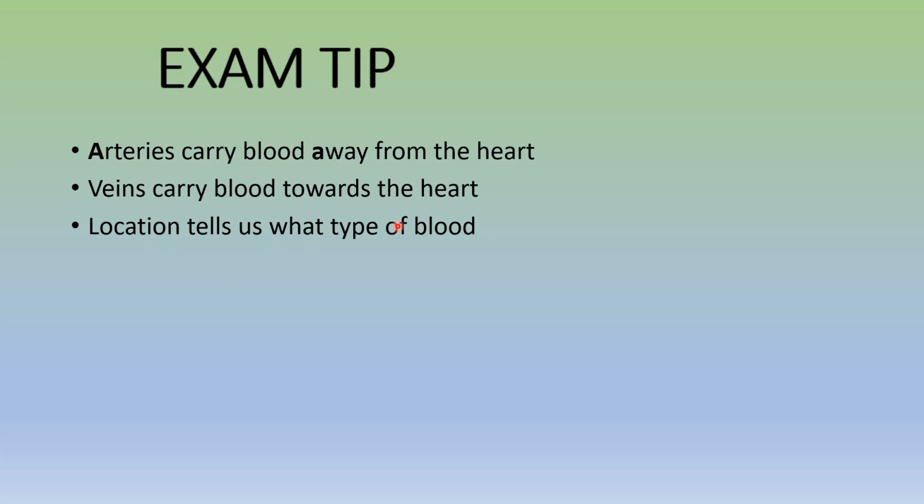Location tells us type of blood. Now, what that means is where the blood is going to tell me what type of blood it actually is. So if the blood is going to the lungs, it's going to be deoxygenated blood, because in the lungs, it's getting rid of carbon dioxide and getting oxygen. If the blood is going to the liver, it's going to be oxygenated, because the liver requires oxygen so that it can perform its function. So location tells us type of blood.